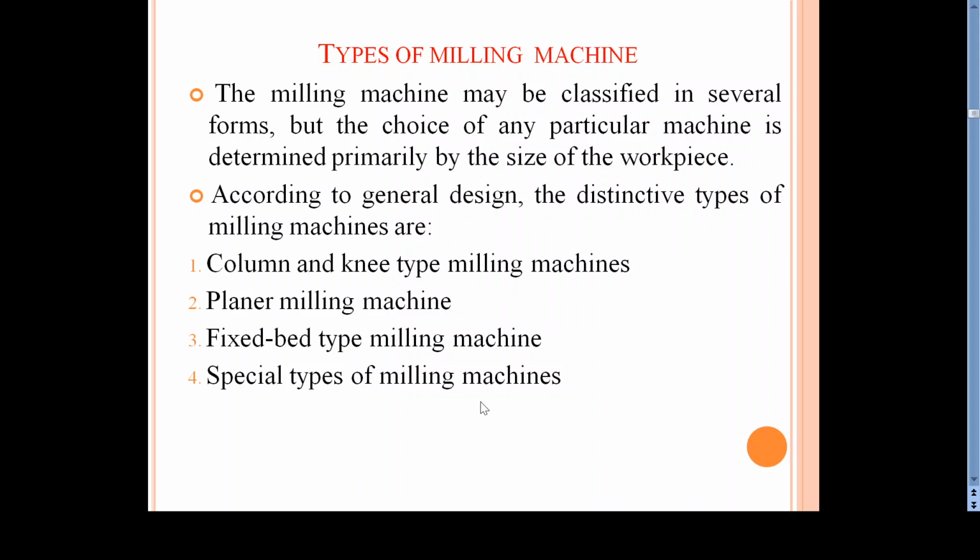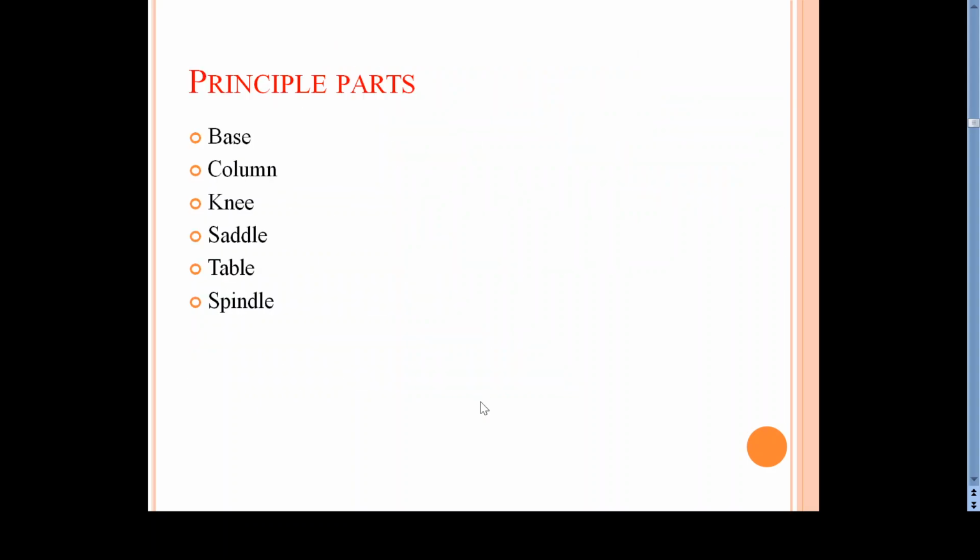According to the general design, the distinctive types of milling machines are: column and knee type, then the second one is the planer milling machine, the third one is the fixed bed type milling machine, and the fourth one is the special types of milling machines. So we will discuss all these different types later.